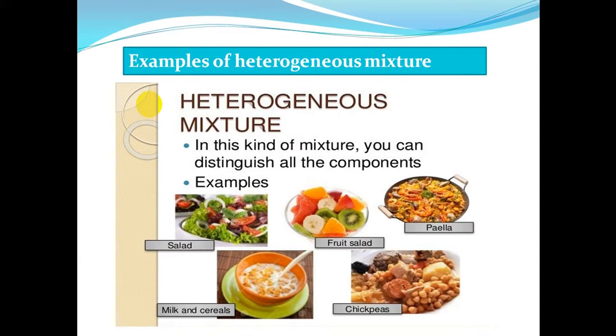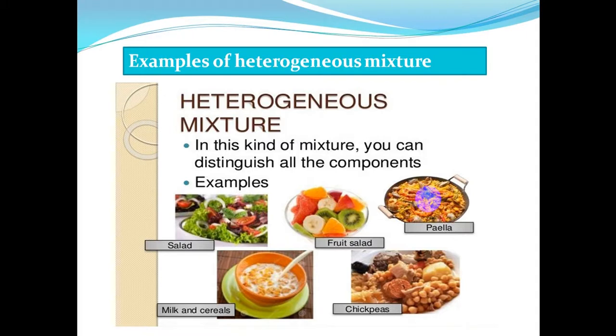Okay, so in the heterogeneous mixture, you can separate the mixture, or you can see, or you can identify the substances inside the mixture. Like here also the milk and cereal, you can see the milk and you can see the cereals alone. You know what is found inside the mixture. Also here in the paella, you can see the shrimps, the rice. So any mixture where you can notice what is found inside, we call it heterogeneous mixture.